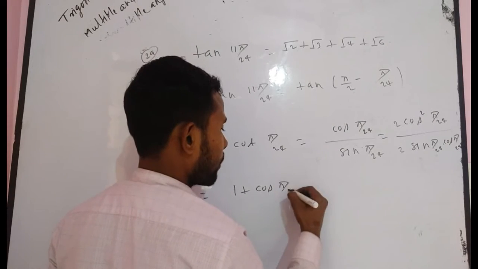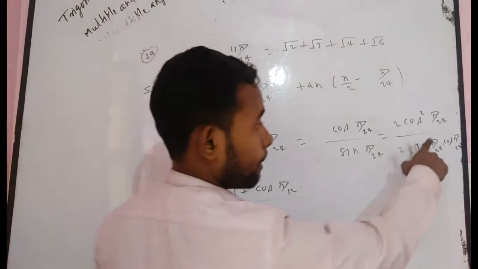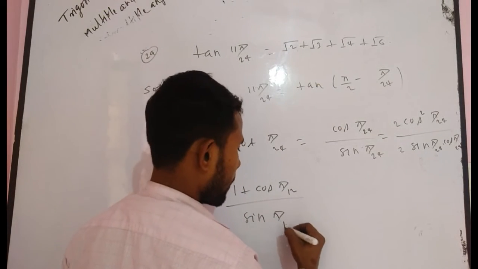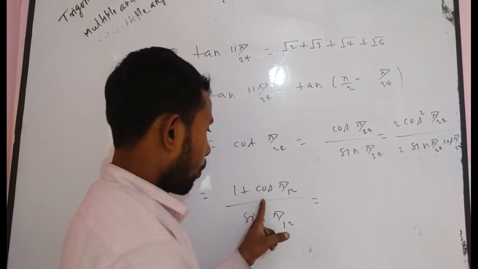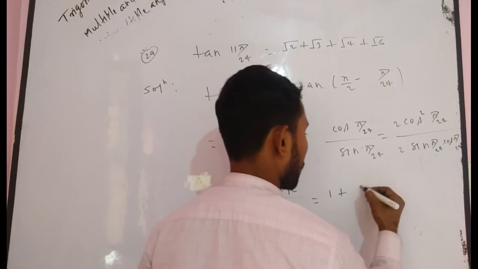2 theta, that means pi by 12, divided by. In denominator you get 2 sin pi by 24 into cos pi by 24, that means sin 2 theta, that means sin pi by 12 again. Now it becomes a very simplified formula, cos pi by 12. What is this? 1 plus cos pi by 12 is equal to what?